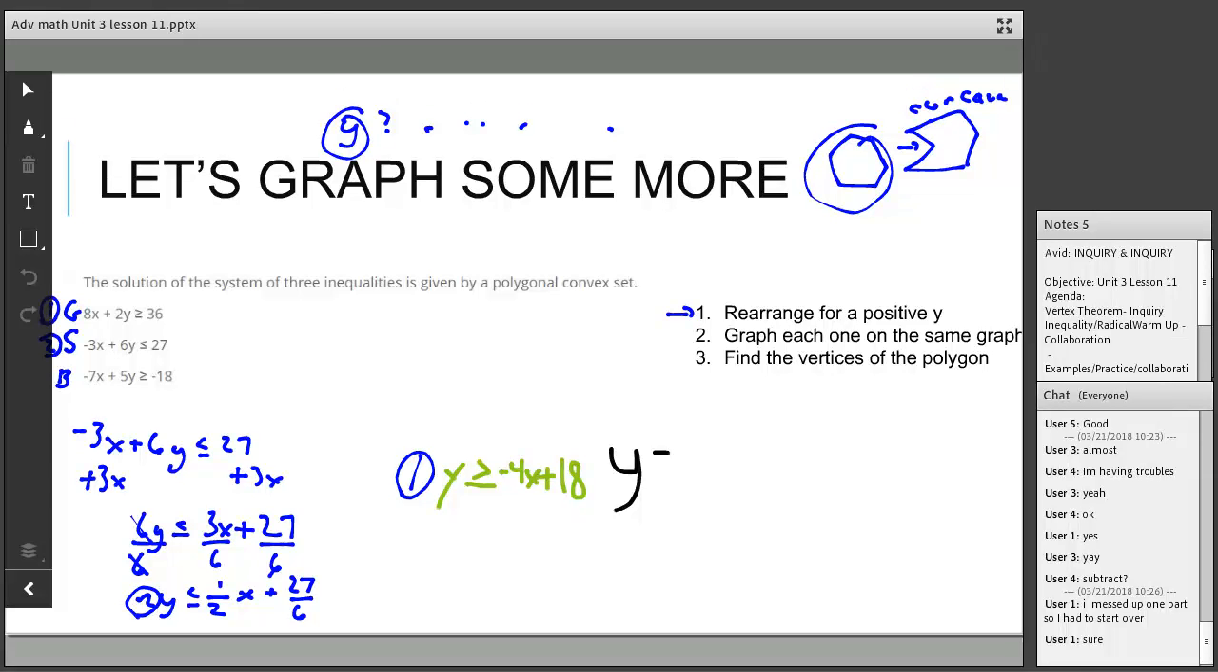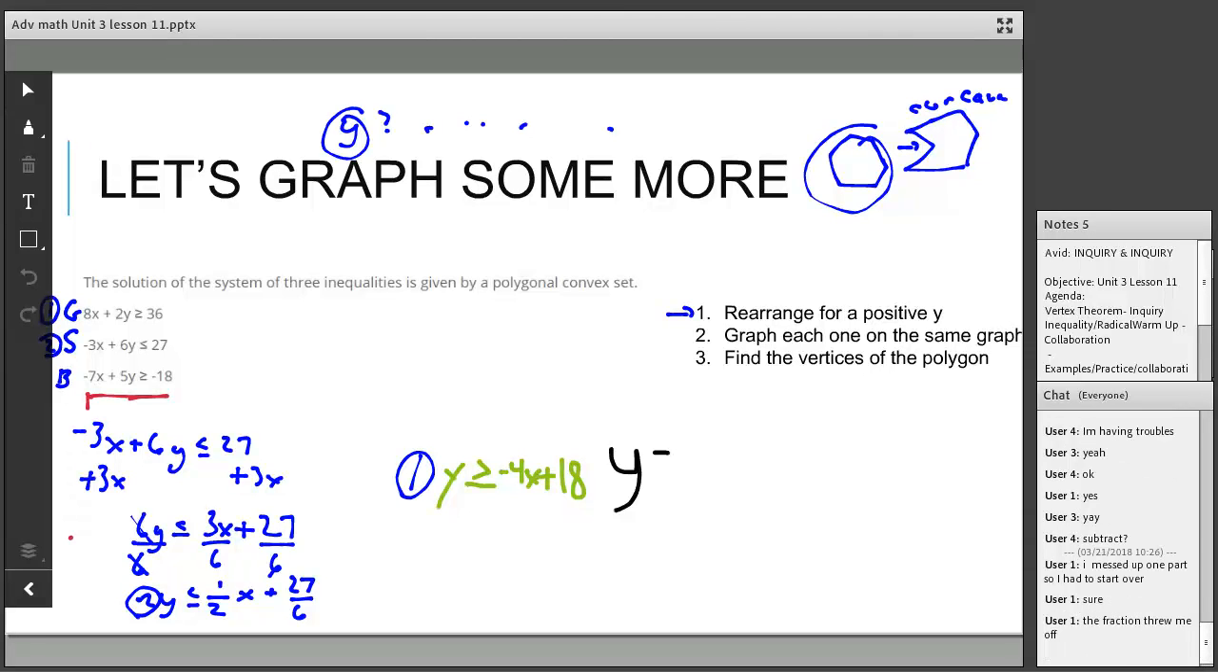Sure. Okay, so Bentley started with this one. Let me change my color. Shannon, there we go, I'll use your color. Bentley started with this one. And so we want to rearrange that. So first we're going to add 7x to both sides, right? We're trying to get positive x on both sides, or positive y. So we end up with 5y is greater than or equal to 7x minus 18.